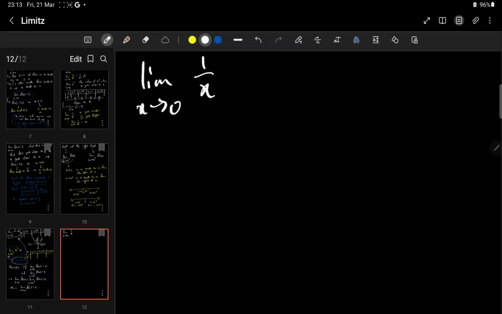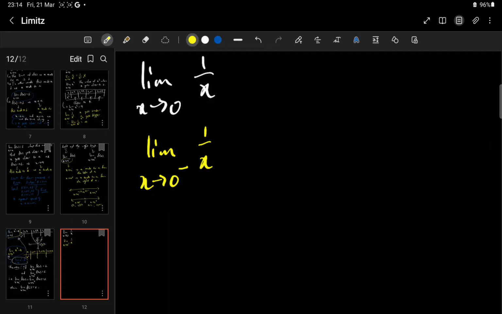Does this limit exist? Let's check. For us to check, let's check the left limit first. So what happens if we approach 0 from the left? It means that we are looking at numbers which are closer to 0 but from the left of 0.